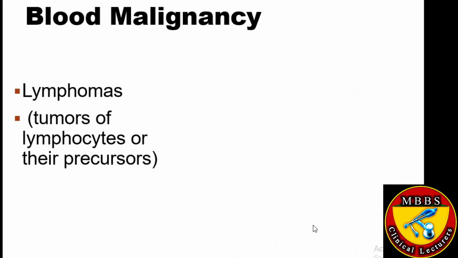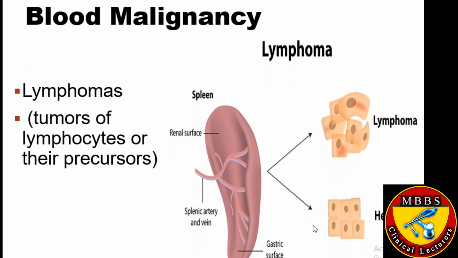Lymphomas. These are tumors of lymphocytes, and they arise in any organ which has lymphoid tissue, say for example spleen, say for example thymus, say for example any lymph node. If the tumor is arising from that particular lymphoid tissue, then it will be known as lymphoma.